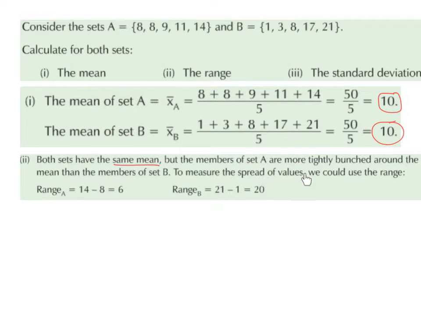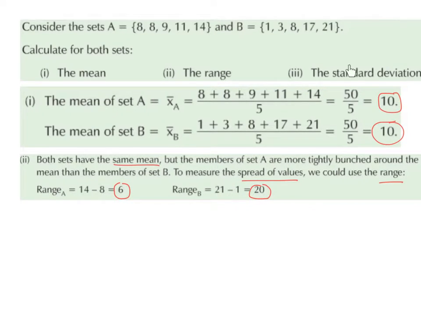To measure the spread of values, we could use the range. So the range of set A is going to be the biggest value, which is 14, minus the lowest value, which is 8, and 14 minus 8 is 6. So the range of set A is 6. Then to get the range of set B, it's the largest value, or the maximum, which is 21, minus the minimum, which is 1, and 21 minus 1 is 20. So the range of set B is 20. So even though both sets had the exact same mean, their ranges are very different. The range of set A is 6 and the range of set B is 20.